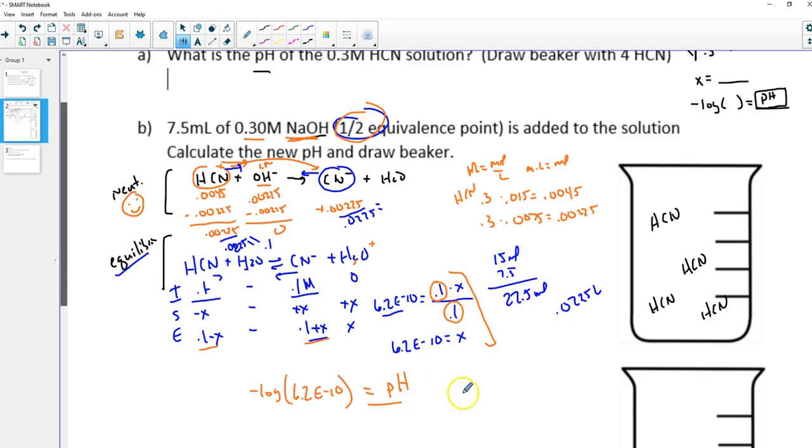And this is going to give me about 9.2. Of course, it's in the basic range. Why? Because I had equal concentrations of acid and base, and I didn't end up having a smaller Ka than Kb, so the Kb won out. All right, let's go ahead and look at the next question, which is what happens at equivalence.